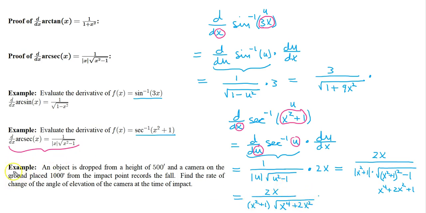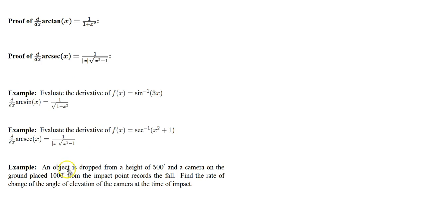Now let's take a look at this application problem down here. So here we have an object that's dropped from a height of 500 feet, and a camera on the ground 1,000 feet from the impact point records its fall. Find the rate of change of the angle of elevation of the camera at the time of impact. Alright, so the first thing you want to do for word problems, if possible, draw a picture.